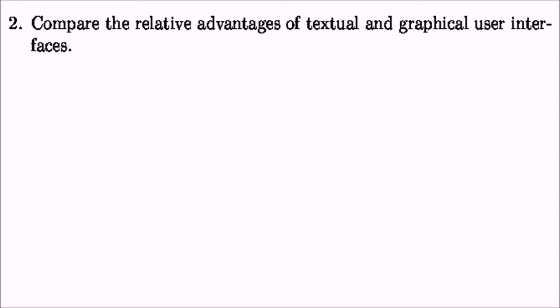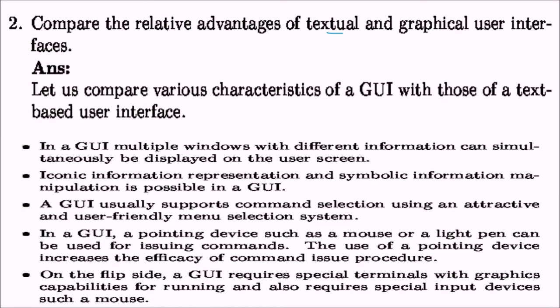The second question is: compare the relative advantages of textual and graphical user interfaces, as compared to the command line interfaces. What are the benefits? Let us compare these characteristics of a GUI with those of a text-based user interface. In a GUI, we have multiple windows with different information, and that can be displayed simultaneously at a single time on the user screen.